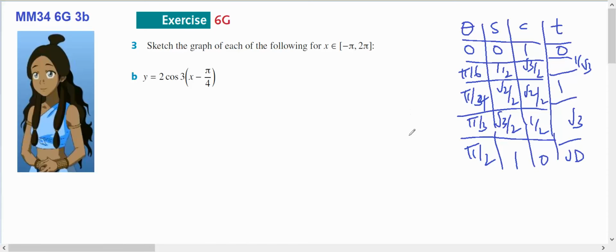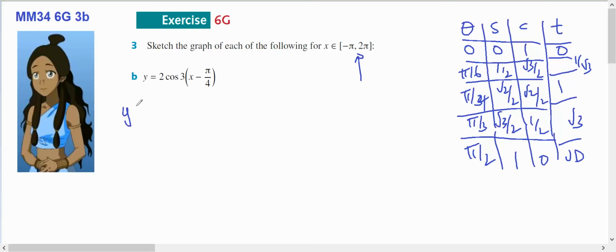Okay, this is for mathematical methods. It's involving sketching this cosine curve that's had one dilation, two dilations, and a sideways movement. Okay, just to find the normal things for graphs, I need to find the x and y intercepts first. And of course, I've got a restricted domain here.